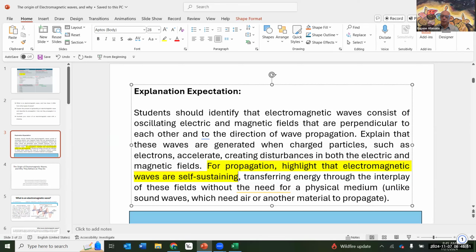So, but it's still, I think, kind of difficult to understand this idea that the electromagnetic wave is self-sustaining. Can anybody try to interpret what is your understanding when I say something like that? Why is it self-sustaining?